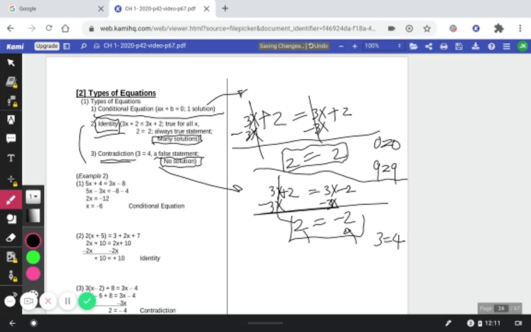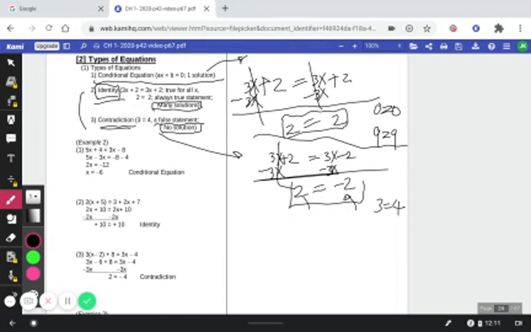So for both identity and contradiction, x disappeared. If the remaining values are equal to each other, then it is an identity equation. But if the remaining values are not equal to each other, then we call it a contradiction equation. So there are 3 types based on the result.